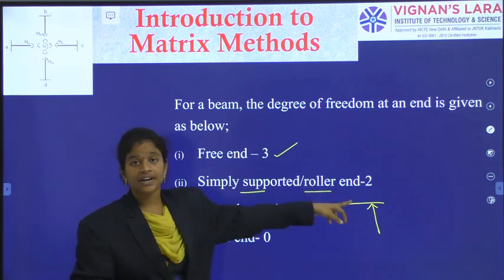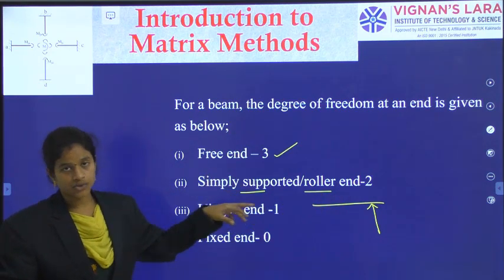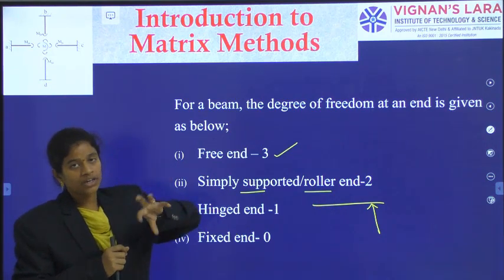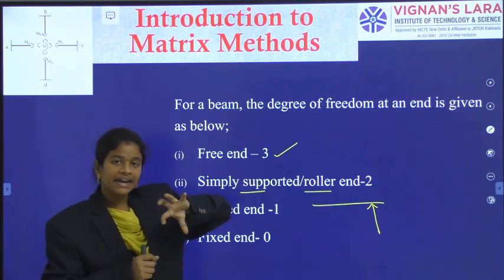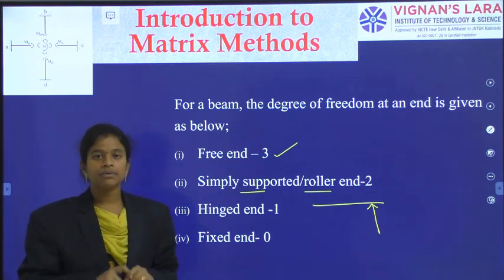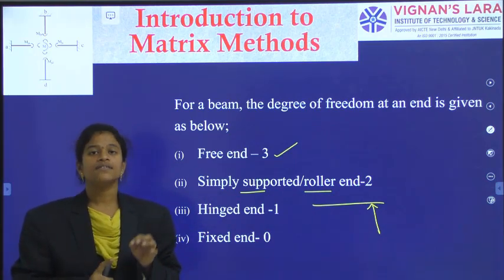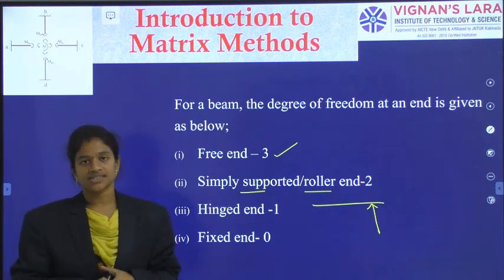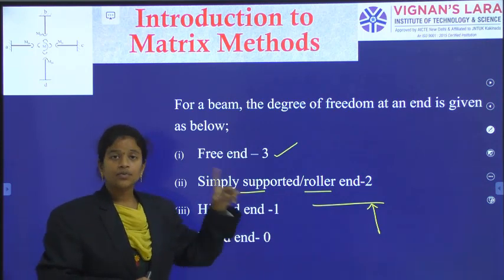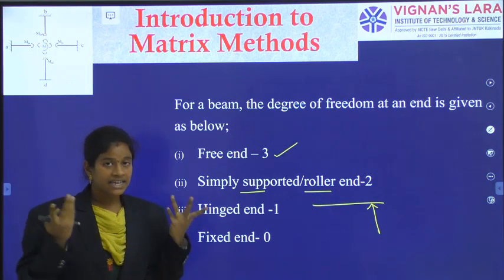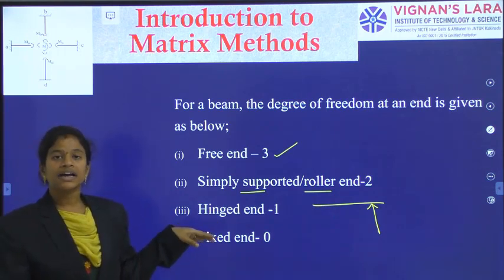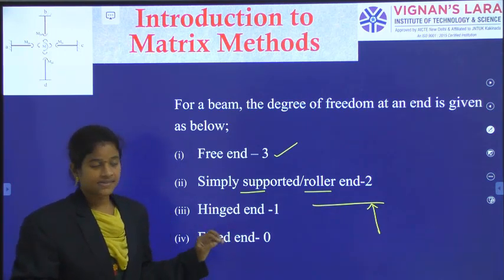That's why the degree of freedom for the simply supported or the roller end is 2. And the hinged end, as it is stopping the vertical and horizontal movement, only allows the body to rotate. So for calculating the rotational displacement, I need one equation. The equilibrium conditions are required for calculating the displacements at the joints. For the fixed end, as there is no displacement, the degree of freedom is 0. Degree of kinematic indeterminacy is 0.